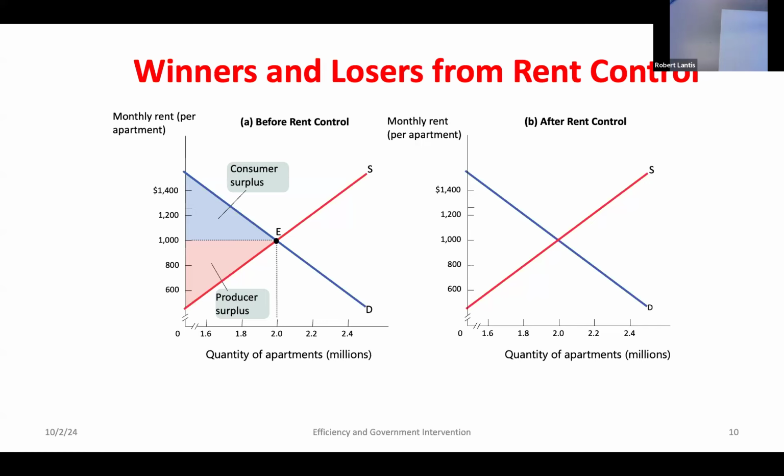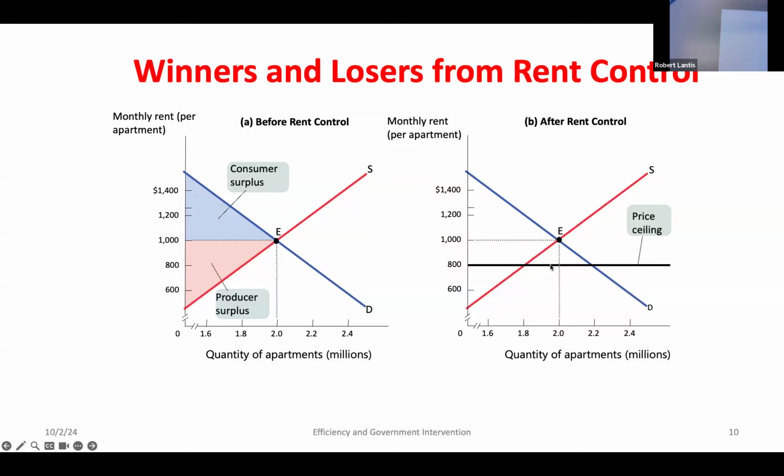This market is freely operating at will, no government intervention. The government then comes in and says, okay, well, look, $1,000 is way too expensive for an apartment. We're going to limit it to $800. So they come in and they impose this price ceiling. So we'll talk about in a second, and I'll draw out kind of why it wouldn't work.